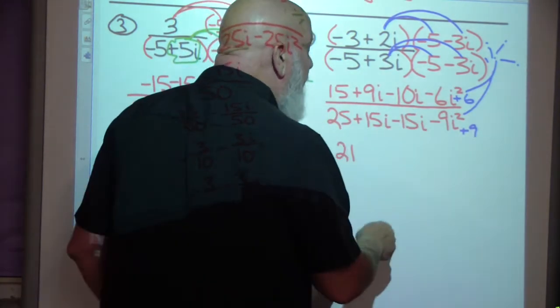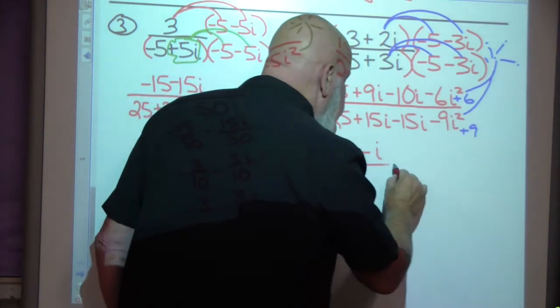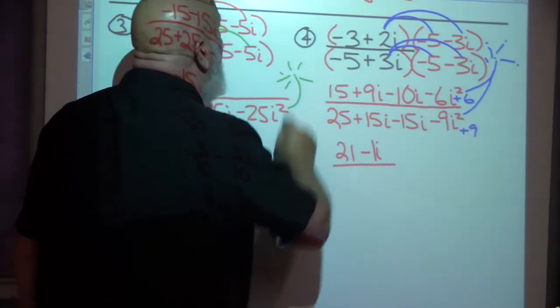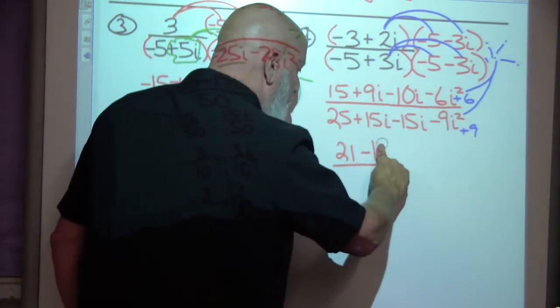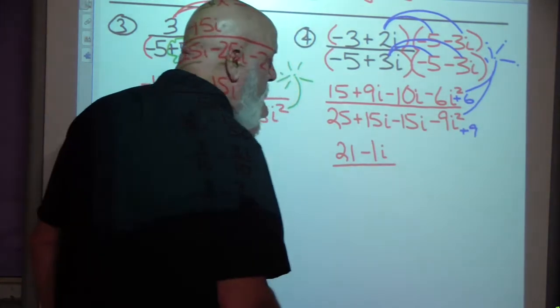9i minus 10i is negative 1i, or you could just say minus i. You could put negative 1i if you wanted to. It's all right. Some people like to do that. I don't usually, but if you want to, it's not wrong.